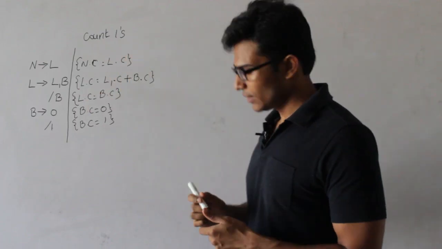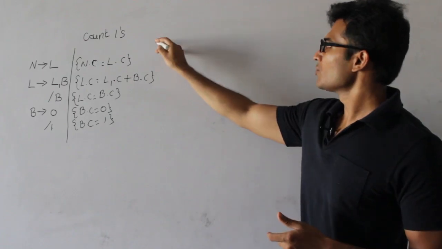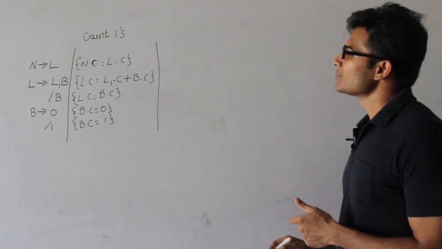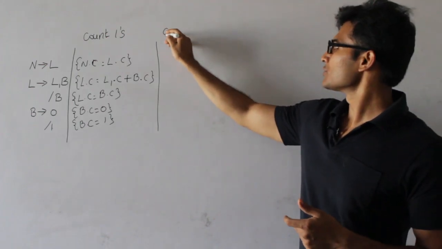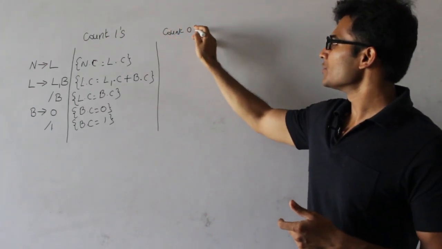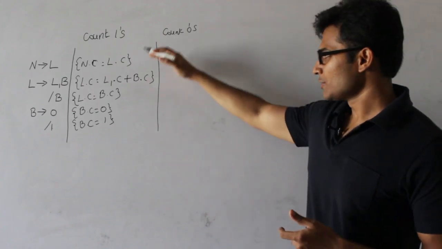Finally, the number of ones in the number, number.count, is equal to whatever is the number of ones in the C. Now, in the same way, let us assume that we want to count the number of zeros. We want to count only zeros. Then what should we do? Everything is going to be the same.